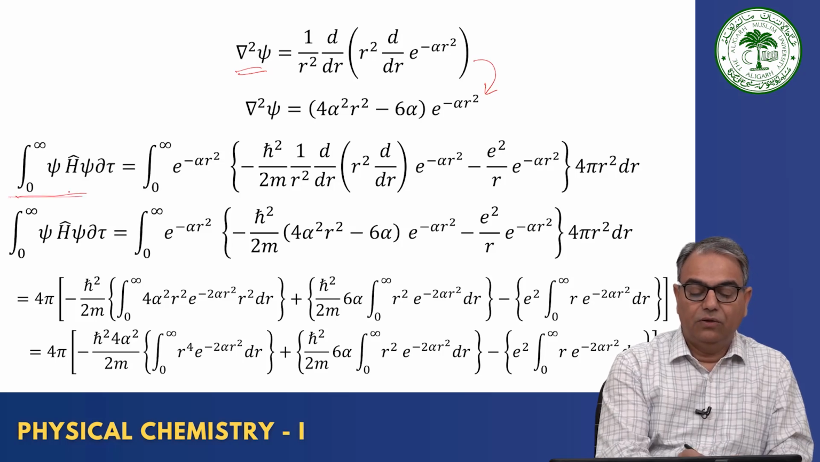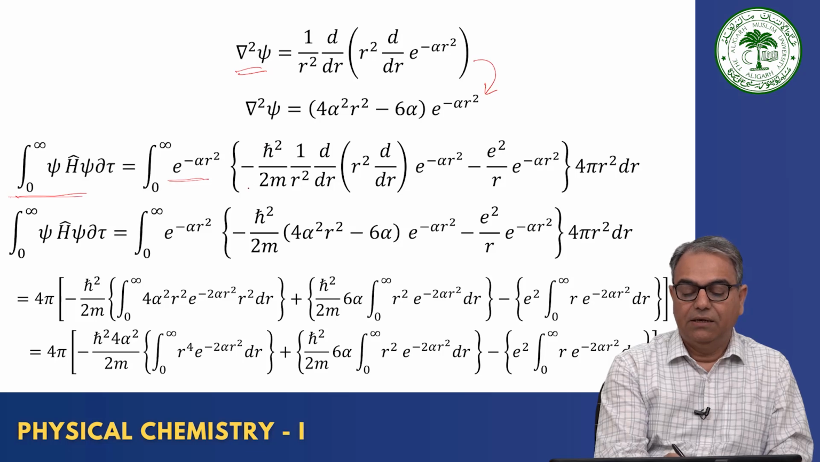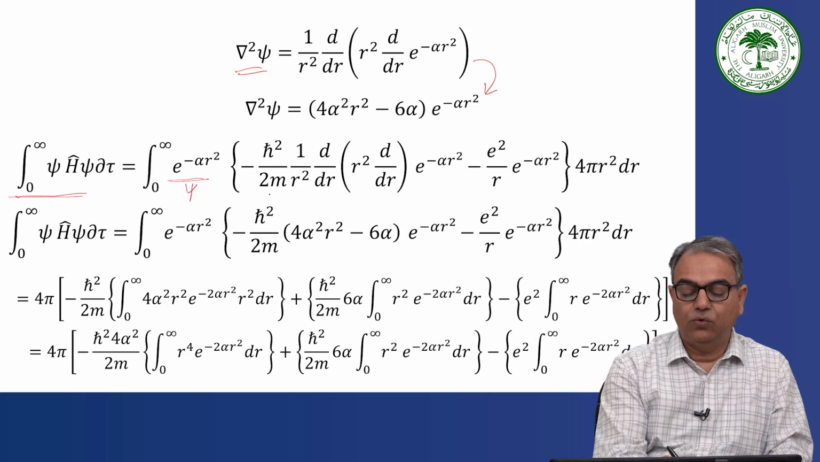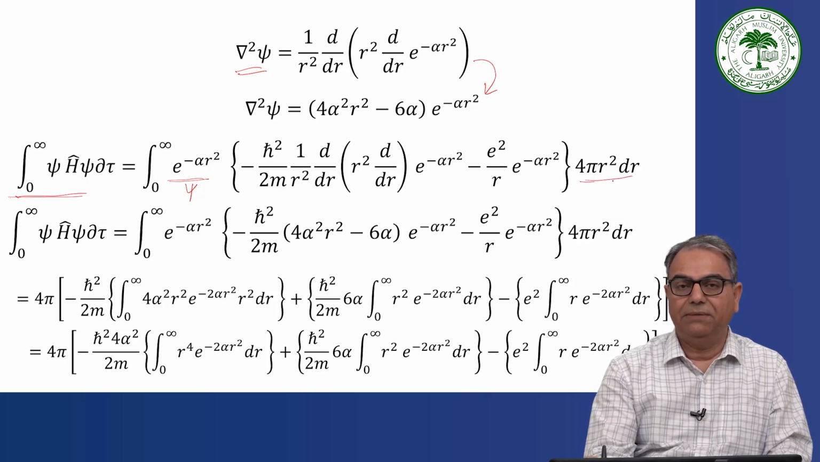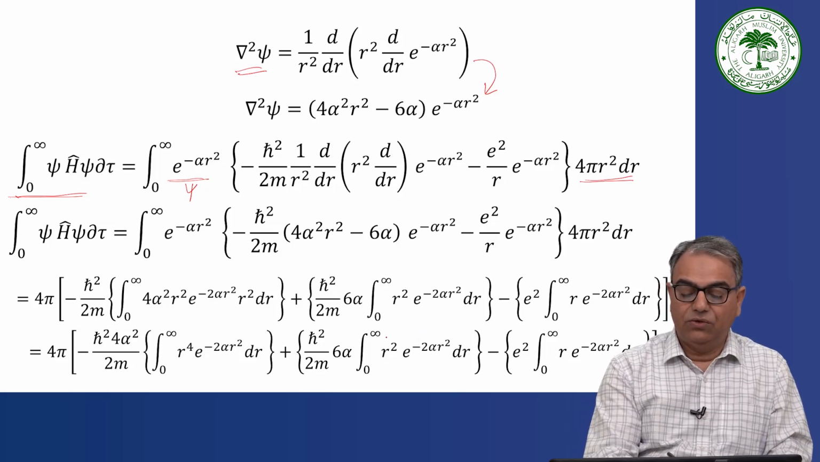Now your numerator is the integral of psi H psi d tau. So psi is exponential minus alpha r square, and H is minus h cross square divided by 2m, 1 by r square d by dr, r square d by dr, acting on exponential minus alpha r square, minus e square by r exponential minus alpha r square, times 4 pi r square dr. The same thing which we did earlier. Okay. Now this was known to you.